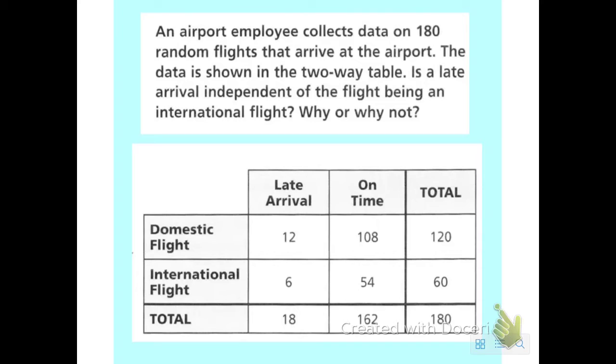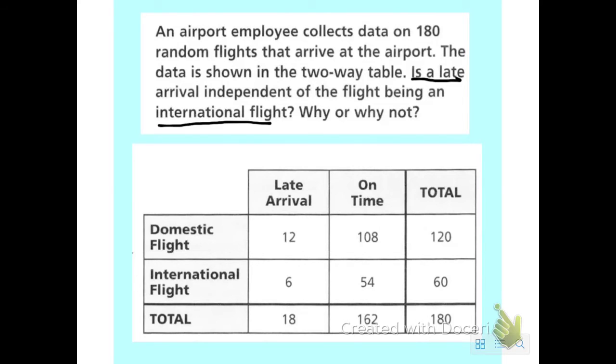Here's our first example. An airport employee collects data on 180 random flights that arrive at an airport. The data is shown in the two-way table. We want to know, is a late arrival independent of a flight being an international flight? So we're going to be looking at a late flight and an international flight. So look at the table. What do you think? Do you think being late is going to make it be an international flight or have some sort of effect on that? So let's look at it.